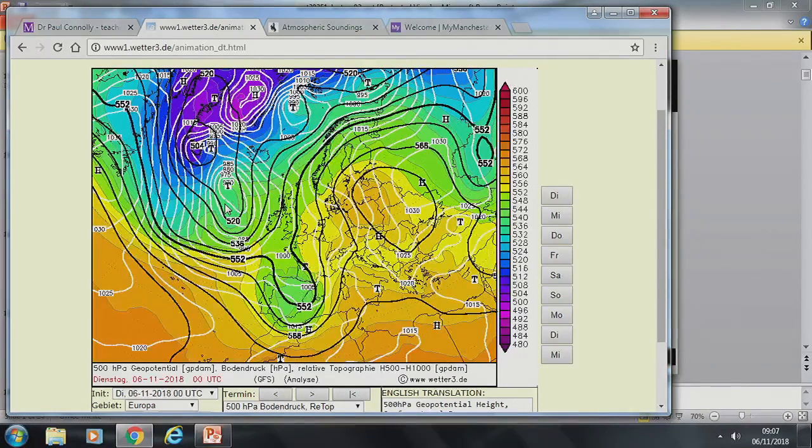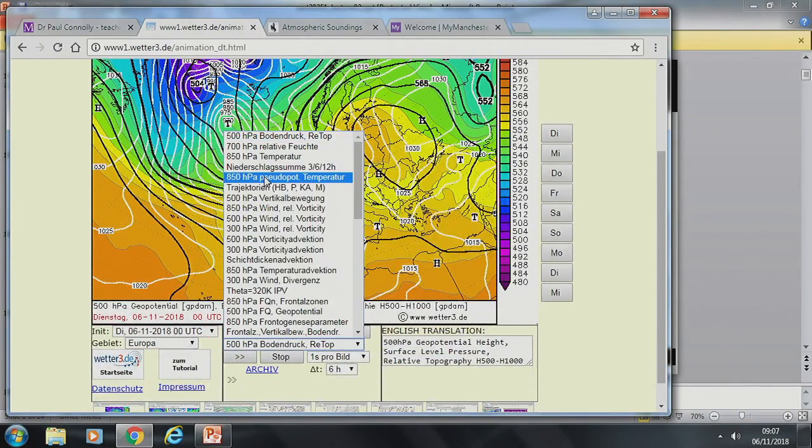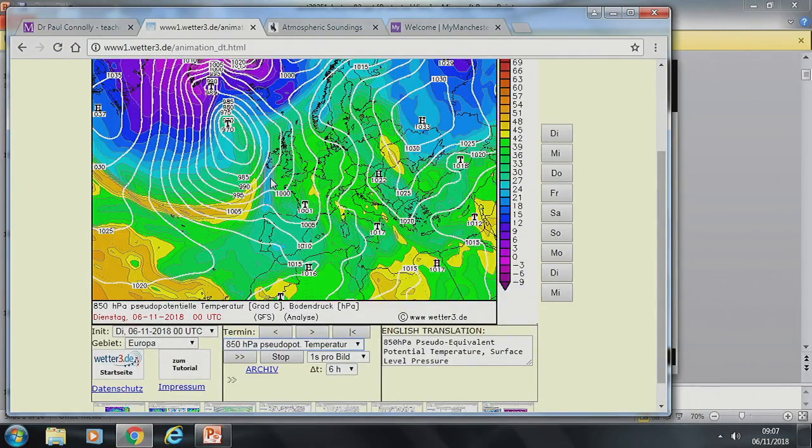Another thing that I find useful to look at is the 850 hectopascal pseudo potential temperature. Pseudo potential temperature is the variable that we defined last lecture. It's another word for the moist potential temperature, basically. Slightly different, but more or less the same thing. Probably less than a 1% difference in this variable. And this is what it looks like.